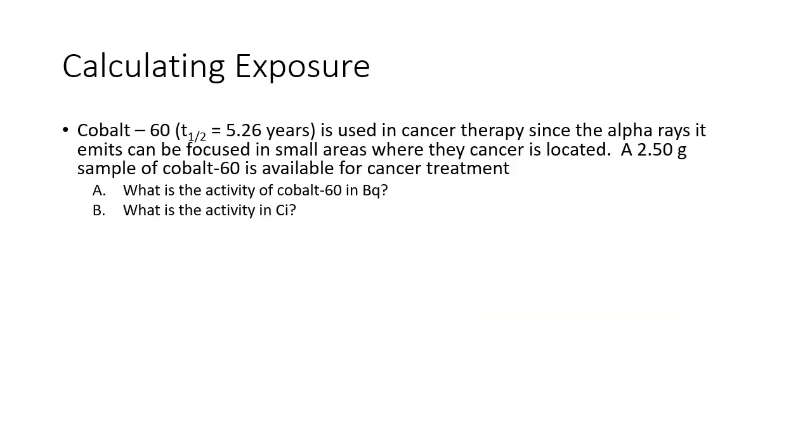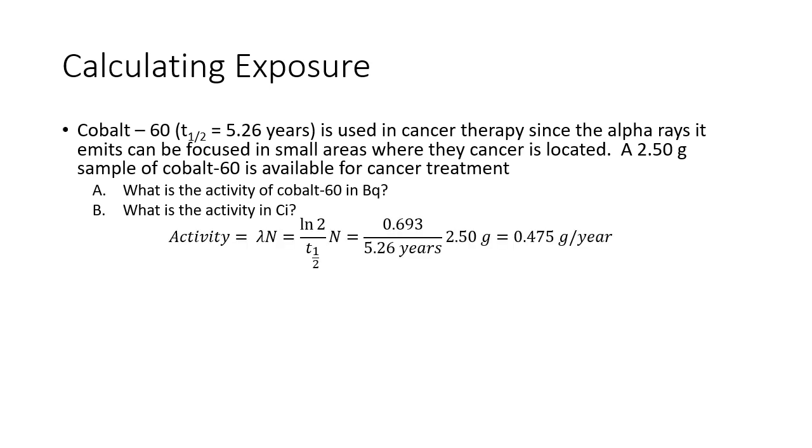So let's try some calculations. Let's say we have cobalt-60 with a half-life of 5.26 years, and it's used in cancer therapy. A 2.5 gram sample of cobalt-60 is available for cancer treatment. What is the activity of the cobalt in becquerels, and what is the activity in curies? In order to figure this out, we first have to use the half-life of this thing. We need to find the radioactive decay constant, so we're going to do that first.